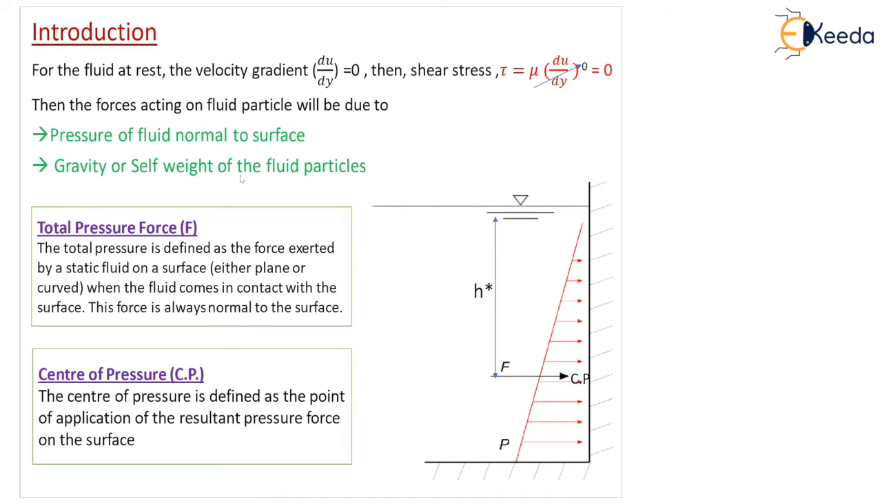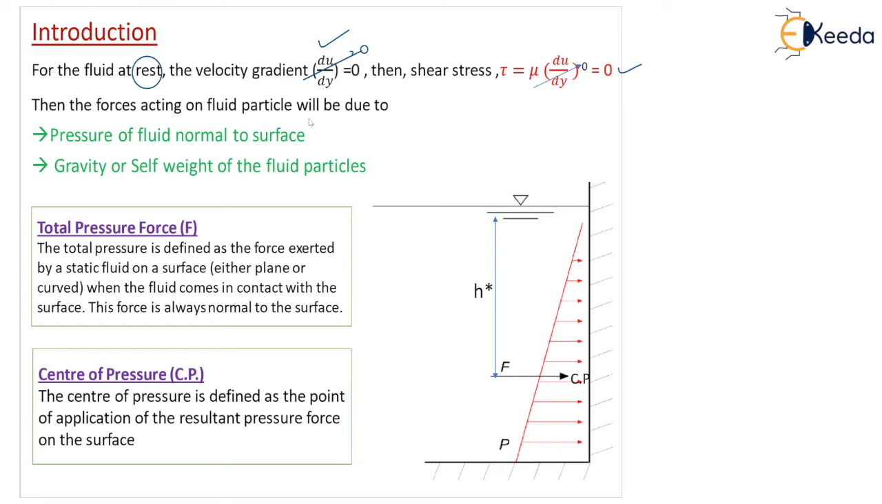Introduction. For the fluid at rest is very important here. When you say hydrostatic, it is at rest. The velocity gradient, which is du by dy, correct? Du by dy equal to 0. Why is it 0? Because the fluid is at rest condition. Rest means no velocity, no motion, no velocity gradient. So du by dy is equal to 0. Then shear stress tau equal to mu du by dy will also be equal to 0. So shear stress is 0.